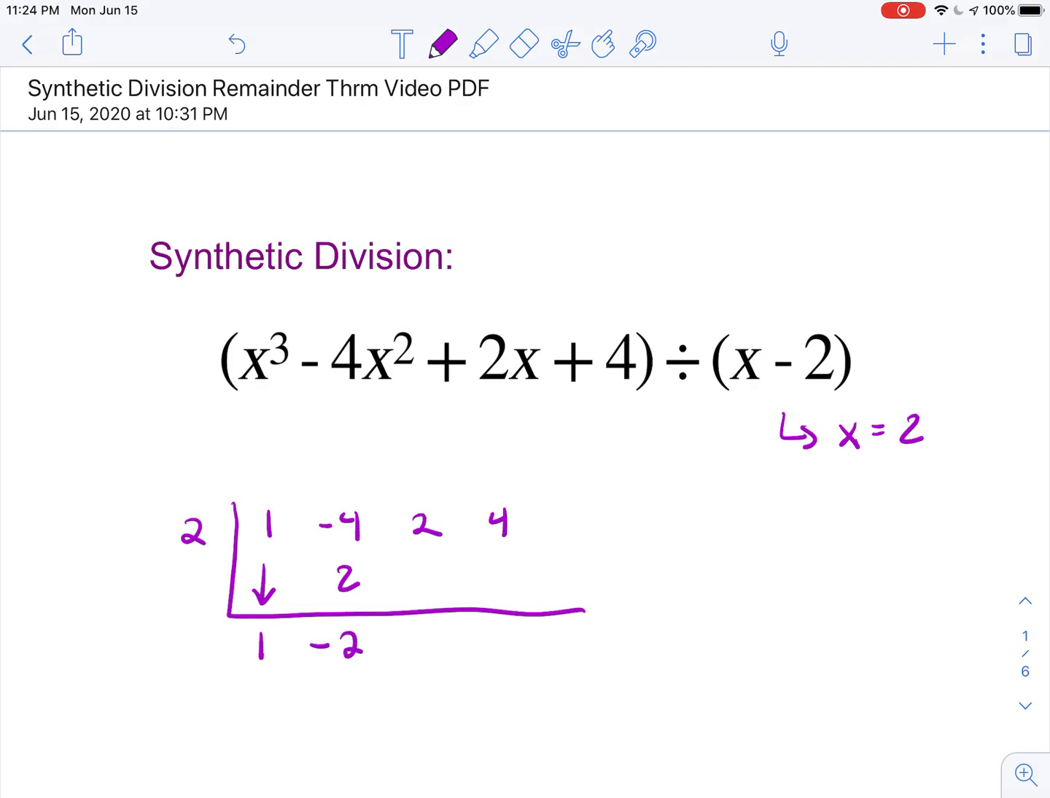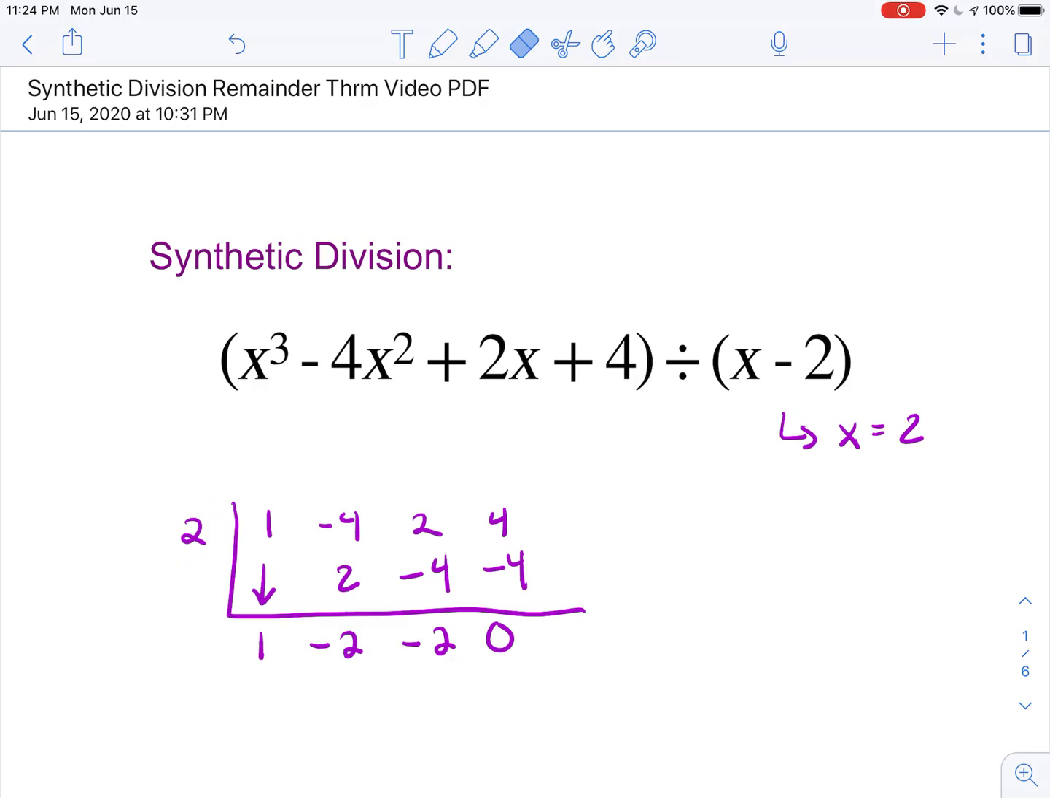I'm going to go back and multiply this number on the outside, 2, times minus 2, which gives me a minus 4. And then I add going down. 2 minus 4 would give me a minus 2. And then I do it one last time. 2 times minus 2 gives me minus 4. And we have 4 minus 4, which is 0.